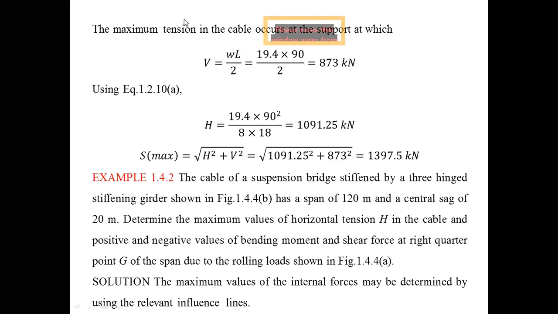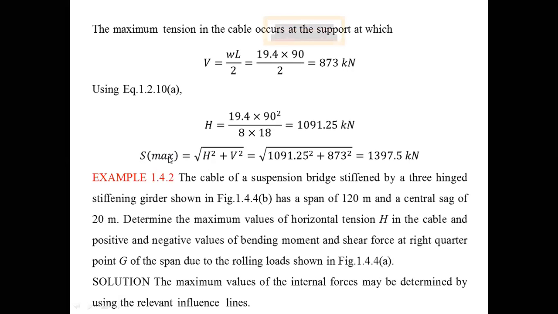Once you know the dead load, you find the vertical reaction, WL by 2, which is 840. YC is given as 18 meters, then H is MB by YC. What is MB? WL square by 8, divided by the central dip 18. You know the V, you know the H, and find the.